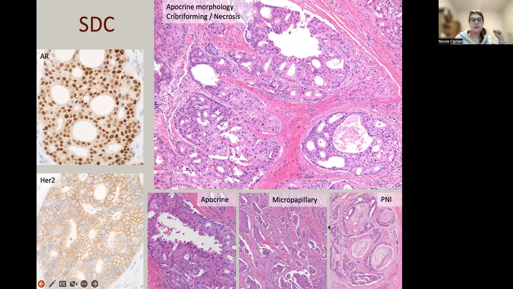But these are highly infiltrative, highly aggressive, with perineural invasion, vascular invasion, et cetera. This is one of the more common carcinomas I mentioned earlier that we see also transforming out of pleomorphic adenoma, but it can occur de novo or it can occur transformed.